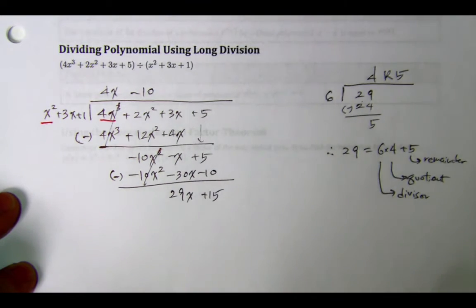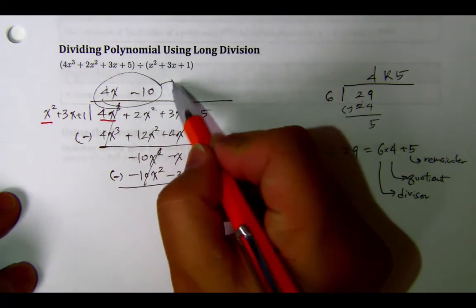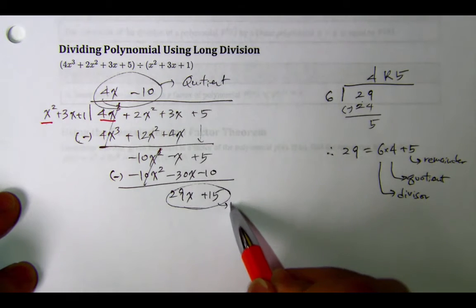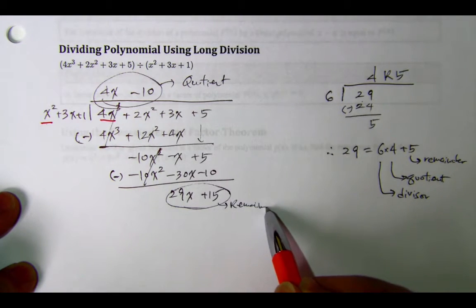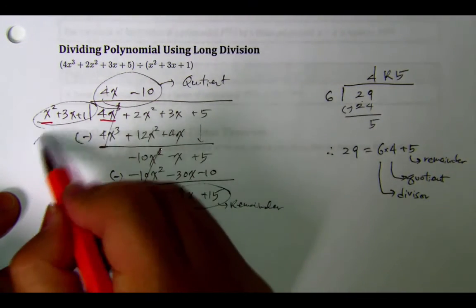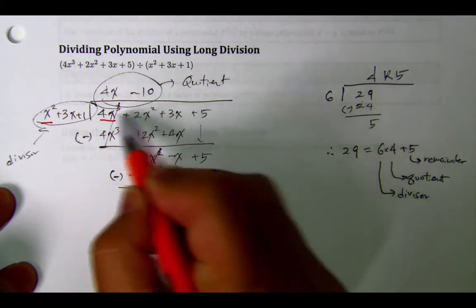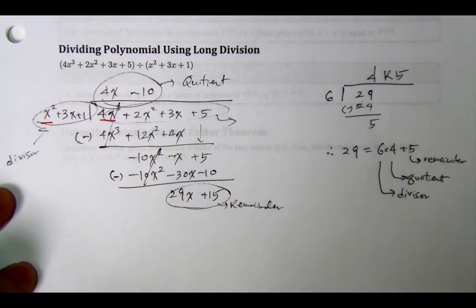And we're done. So this right here is what we call the quotient. This is the remainder. And this right here is the divisor, d. And this right here is the polynomial.